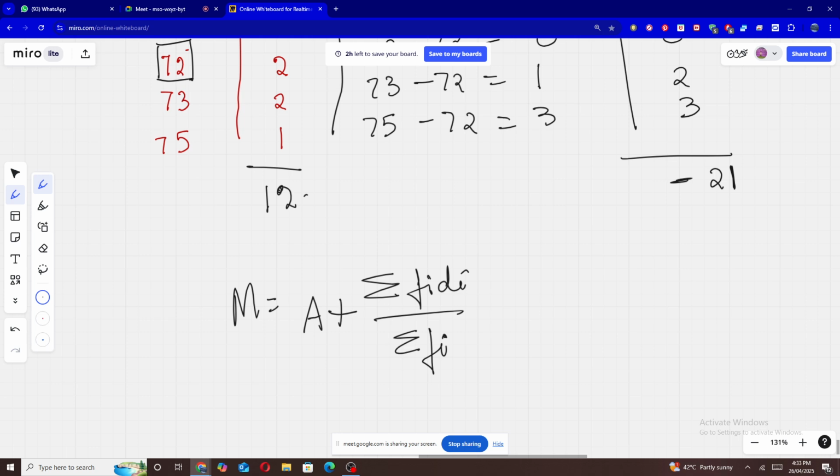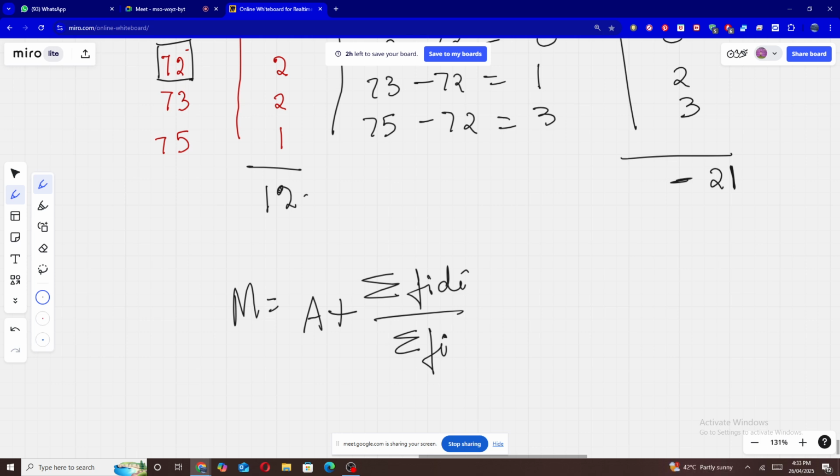Ma'am, the first method is easier. We subtracted the assumed mean in the beginning. Now we are just adding it towards the end. So minus 21 by 12. Ma'am, can we assume anything? It has to be in the middle. You can't assume it as anything else.